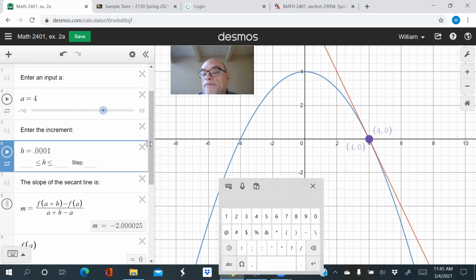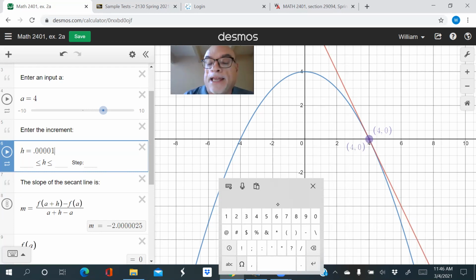But in the graph here, Desmos can't distinguish them. So essentially, as far as Desmos is concerned, you already have here a tangent line, okay? But it is a secant line, and its slope is -2.00025. Well, you can see the pattern here very clearly, right? Every time I add another zero, what's happening to the slope of my secant line? It's getting closer and closer to what value? -2, right? Sure.